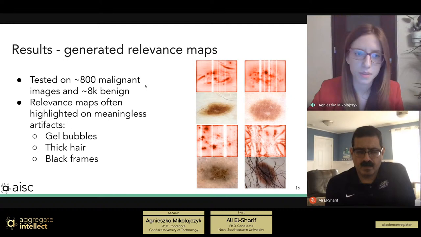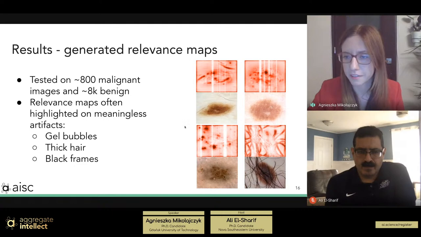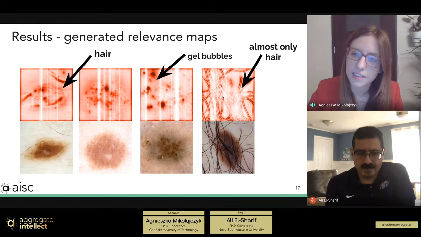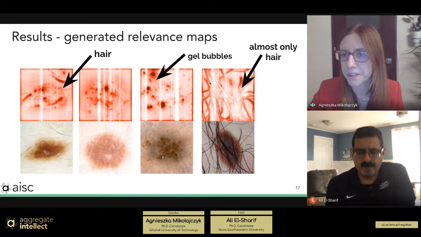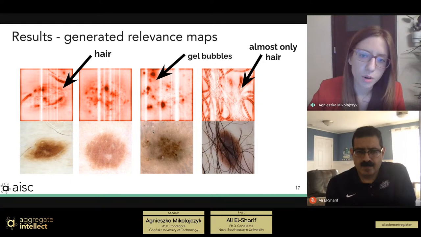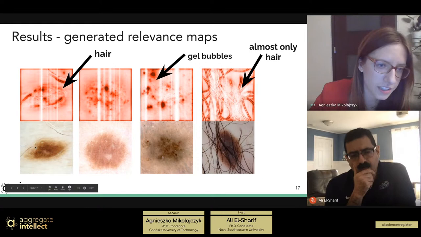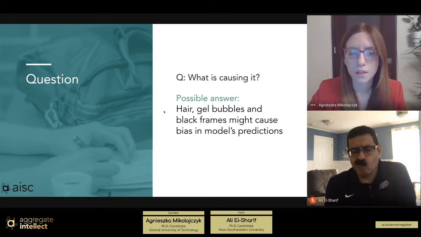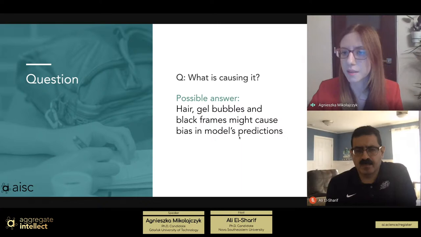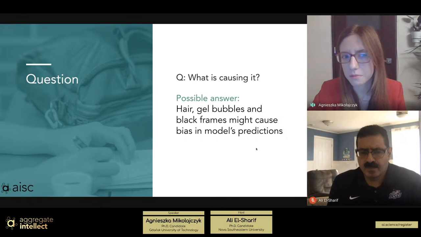And relevance maps often highlighted meaningless artifacts, like here we can see dense and thick hair, gel bubbles, and so on. So let's look at a close-up. Here you can see that the relevance map highlighted almost only the hair. We can't even see a skin lesion here. And again, small tiny gel bubbles highlighted by the relevance map. Here we can see again a gel bubble and hair, here hair. So we have maybe a partial answer to the question, what is causing the bias? So probably hair, gel bubbles and black frames. But we still are not sure yet because we manually checked some images, but not everything.